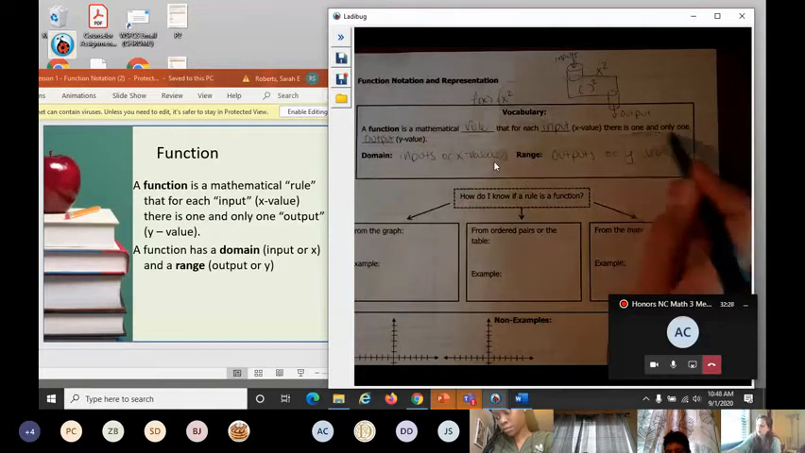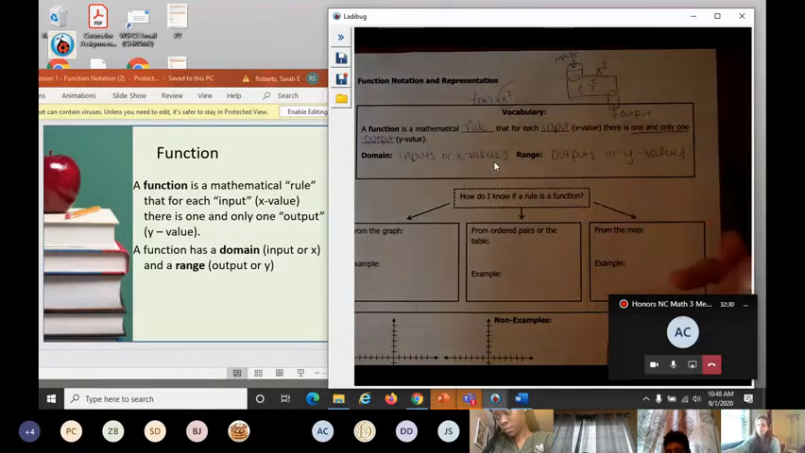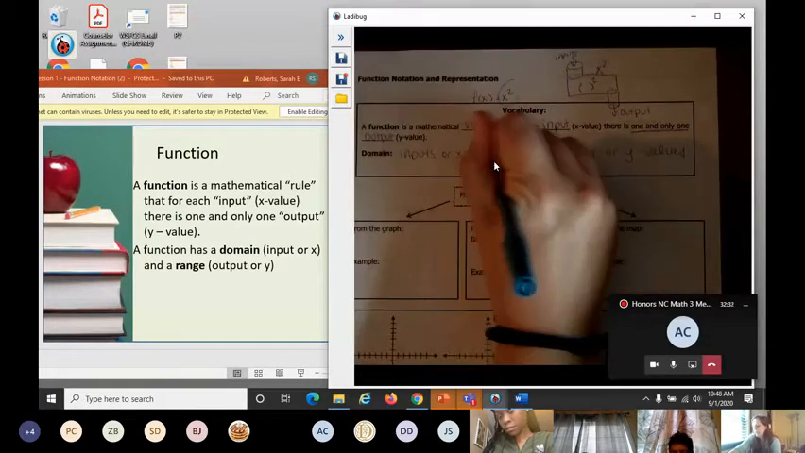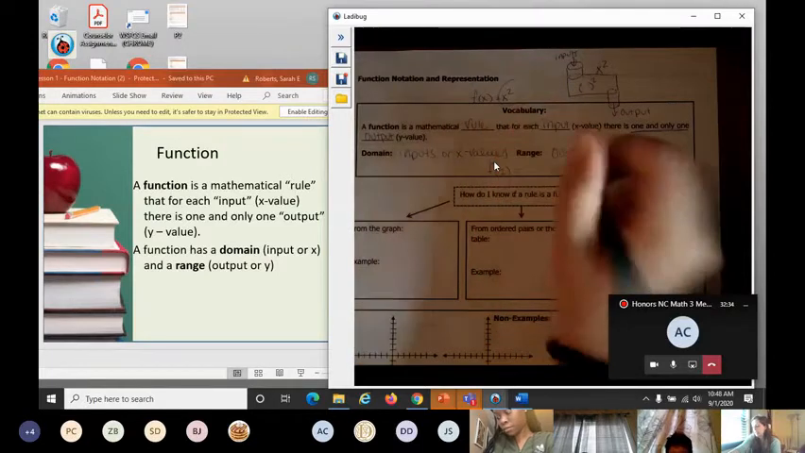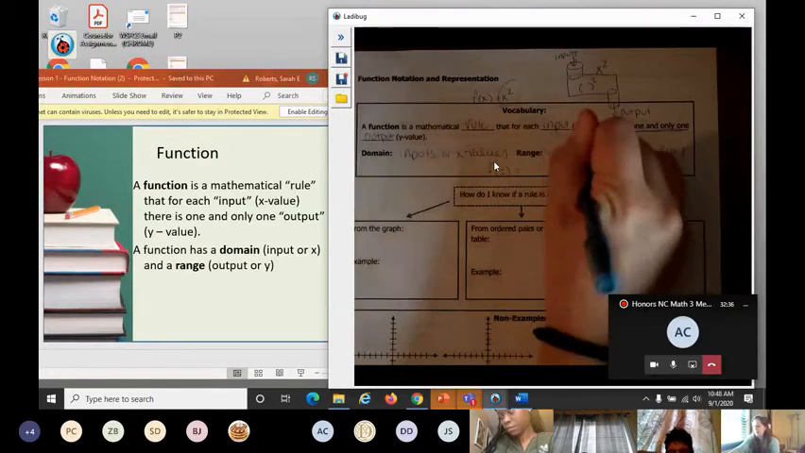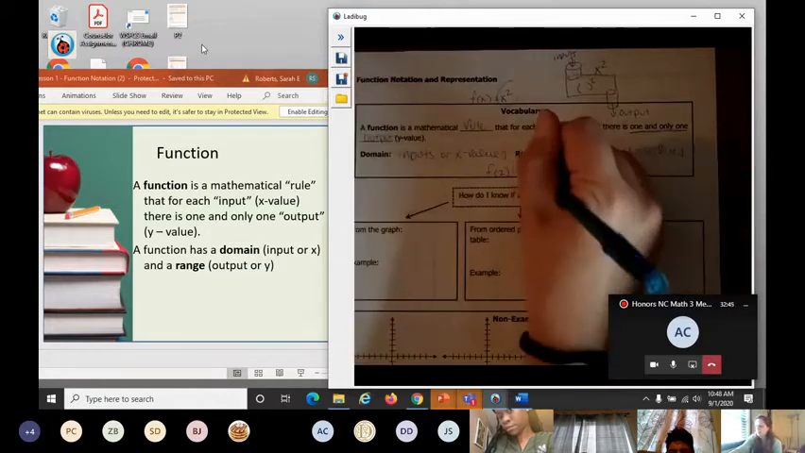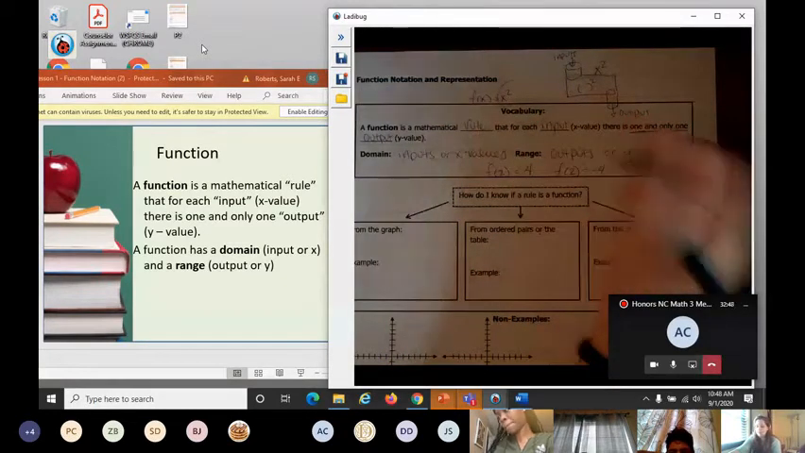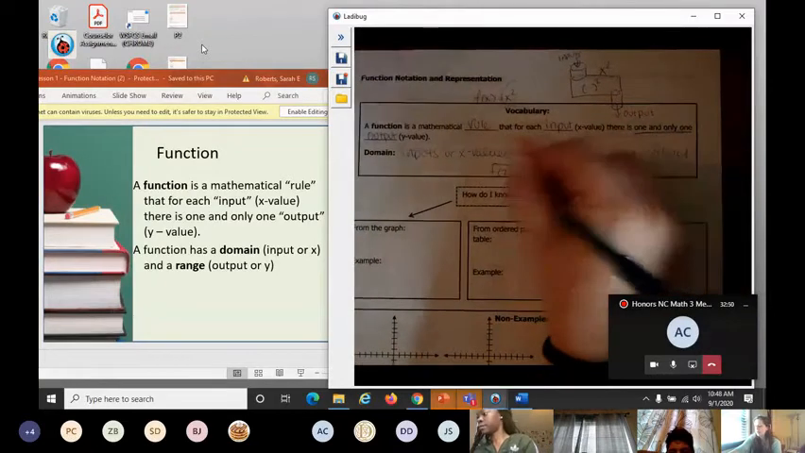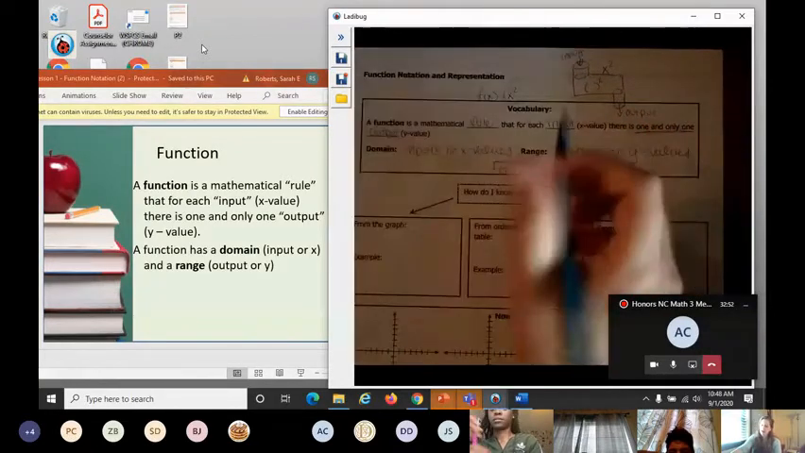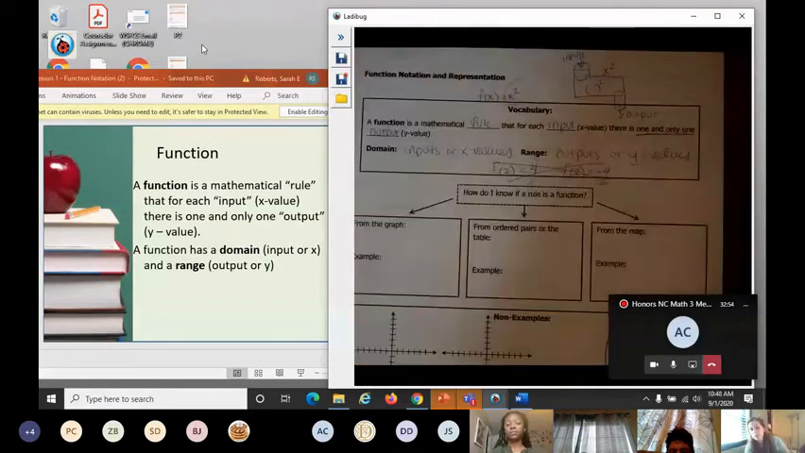So this one and only one output rule essentially means if I have a function and I stick in 2, okay, if I stick it in twice, no matter what, I should get the same output. If I get 4 one time I stick it in and -4 the next time I stick it in, that does not work, okay, because we have 2 different outputs. That relationship would not be a function, okay, so that's what it means by one and only one.